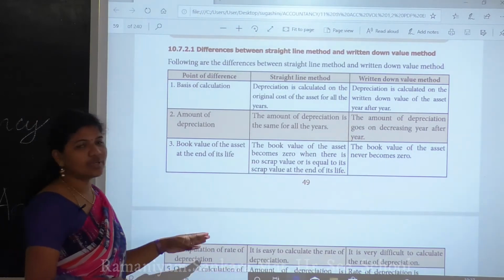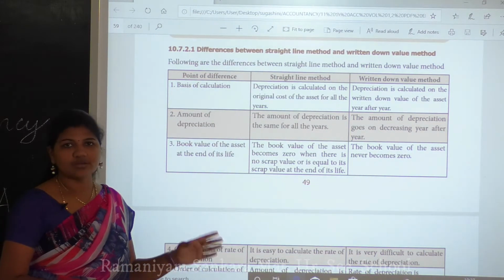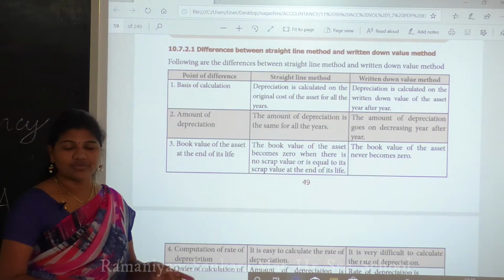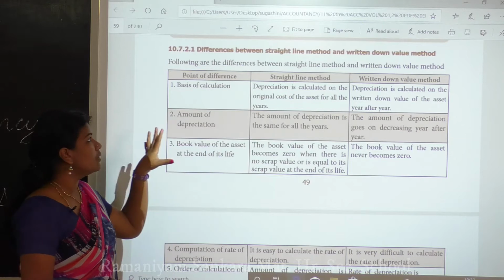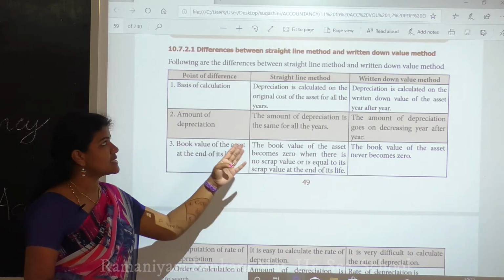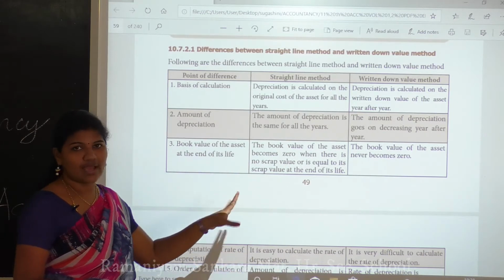In this difference, the formulas come one by one afterwards. So those formulas we also have to see today. Afterwards we have to see the written down value method, students. Look here, this is the difference between the straight line method and the written down value method. What are all the differences we have to see now.